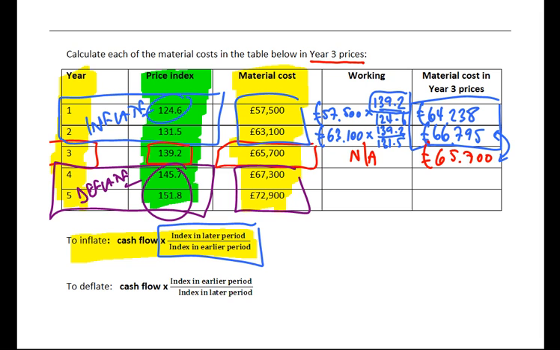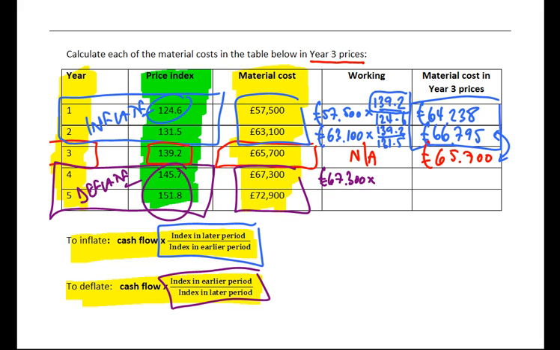in the price index. Now to deflate figures, well, the equation looks fairly similar, but it's got a very subtle and crucial difference: we take the cash flow. So for instance, again, if I do year 4, I've got 67,300 was the material cost in year 4, but that would have been affected by an increase in the price index from year 3. So we're going to deflate it, and we do that by multiplying, and you'll notice it's the other way round this time.